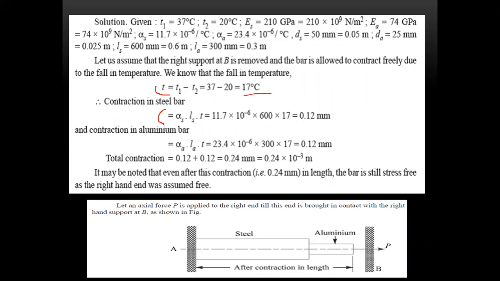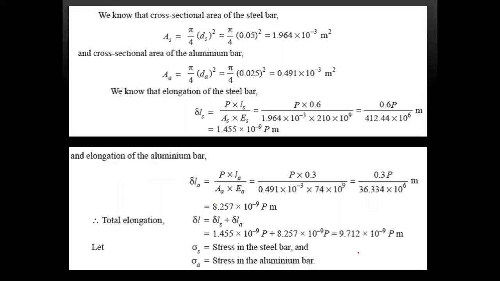Next, the contraction in the steel bar. Contraction in the steel bar is alpha into L into T, that is 0.12 mm. Contraction in the aluminum bar, same formula, you will get the value. Then the total contraction is the sum of both the steel and aluminum bars, we are getting this one, right? Next, coming to the load, force applied axially, right? So after the contraction, the length on this side and this side. So we have to find the cross-sectional area.